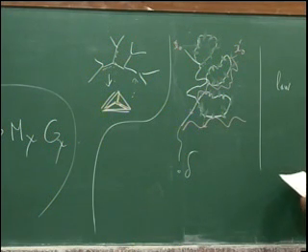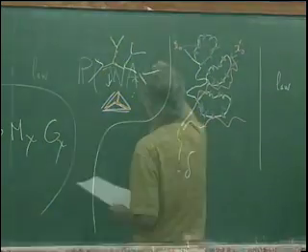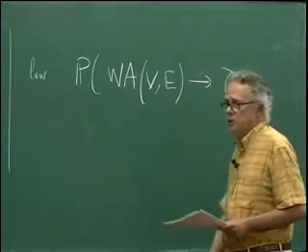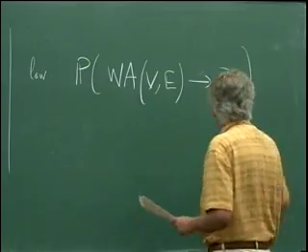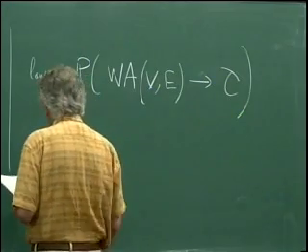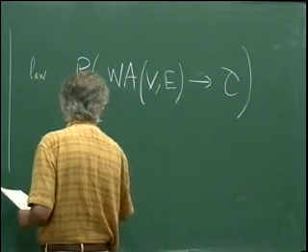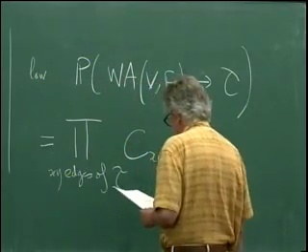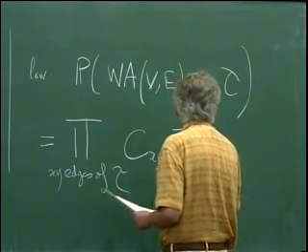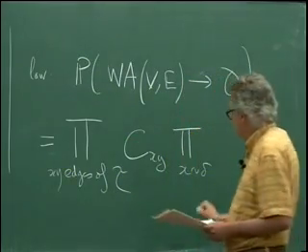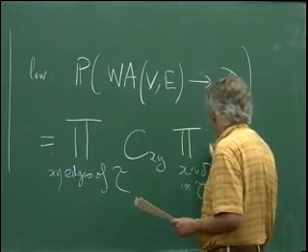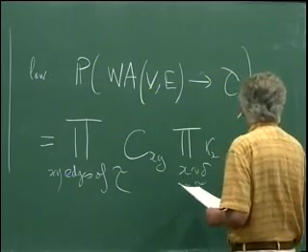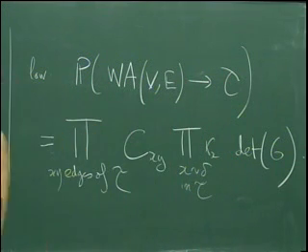So the probability that the Wilson algorithm, WA, applied to the graph (V, E), gives you a certain spanning tree tau, can be computed as the product over all edges of tau of their conductances, and the product over all x connected to delta in tau of their killing rates, times the determinant of G, which now in this setting is a matrix.